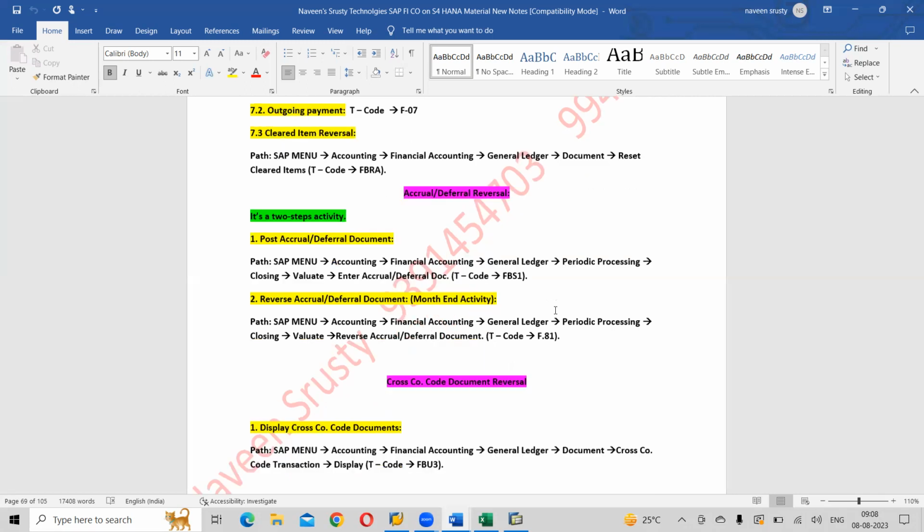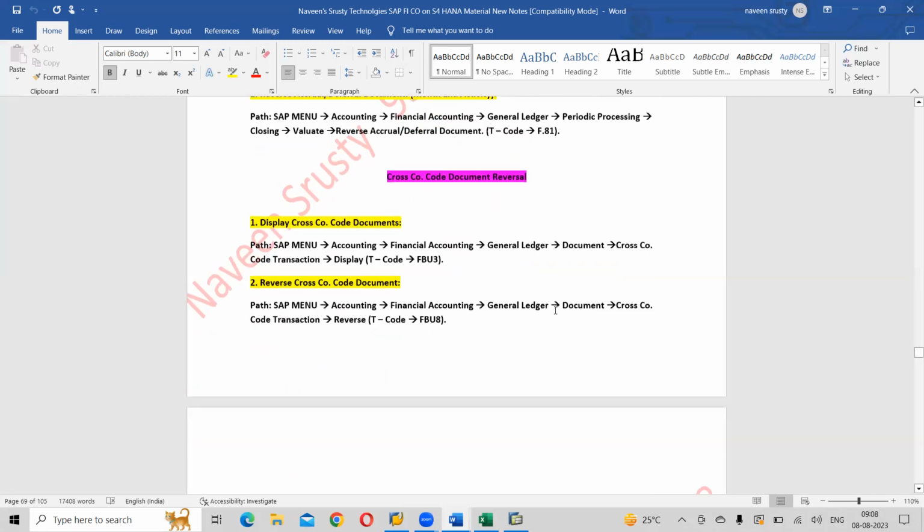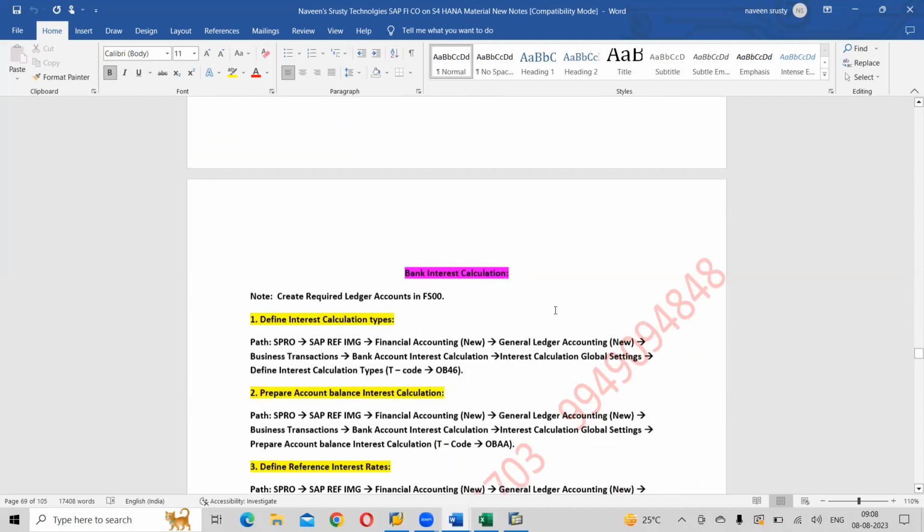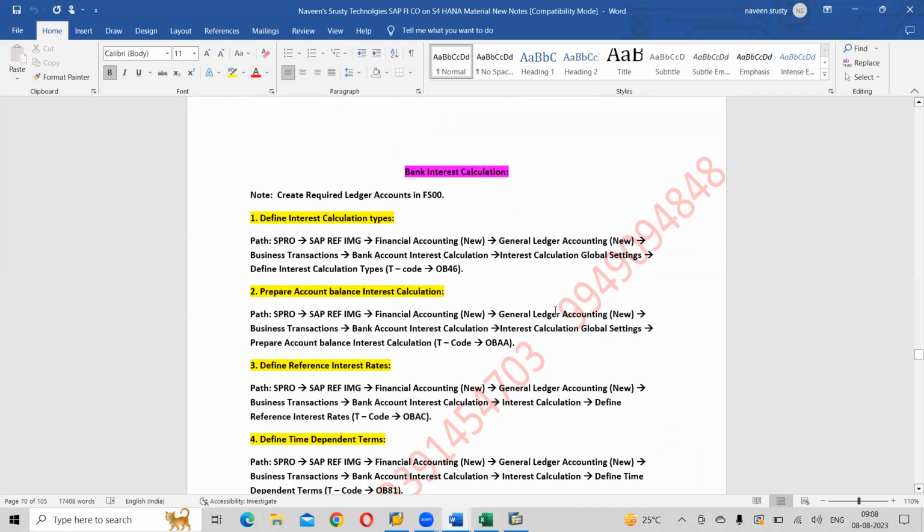I would have completed this accrual and deferral and we could enter into cross company code, and we would have finished and started bank interest, year end activity or period end activity. Again and again I'm reiterating, the completion of the topic is my headache. I'll do it, don't worry about it. I won't skip any point. Single point also, I won't skip.